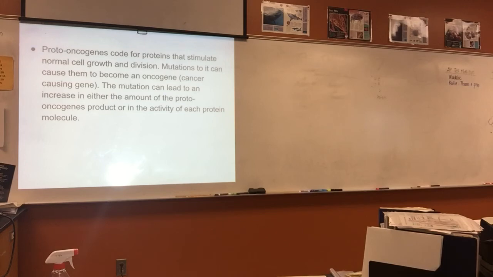But if those proto-oncogenes' DNA is mutated, what can happen is that it produces even more protein to stimulate even more cell division, and that's where you can get more uncontrolled cell division and loss of cell cycle control. All right, and so this is where we'll stop. Tomorrow I'll talk about tumor suppressor genes. All right.